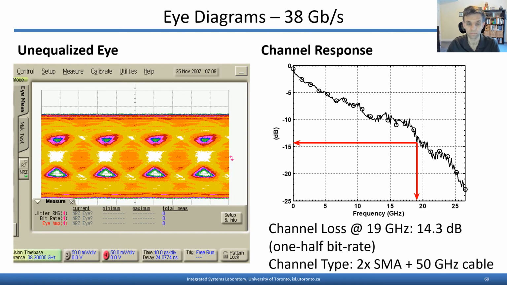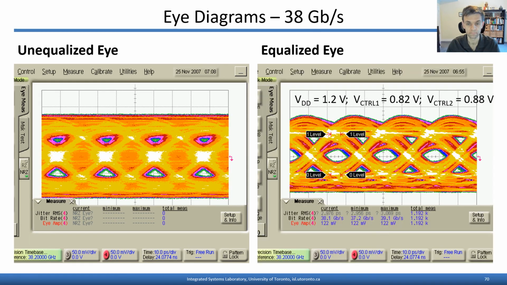And so here are some eye diagrams measured at 38 gigabits per second. It's obviously a fairly high speed in that very old technology. We passed a 2PAM waveform through a channel response exhibiting about 14 dB of loss at 1/2 the baud rate, 19 gigahertz in this case. And you see that the input to the equalizer has a relatively closed eye diagram, but that by the time it reaches the output, we've got a little bit of eye opening observed.